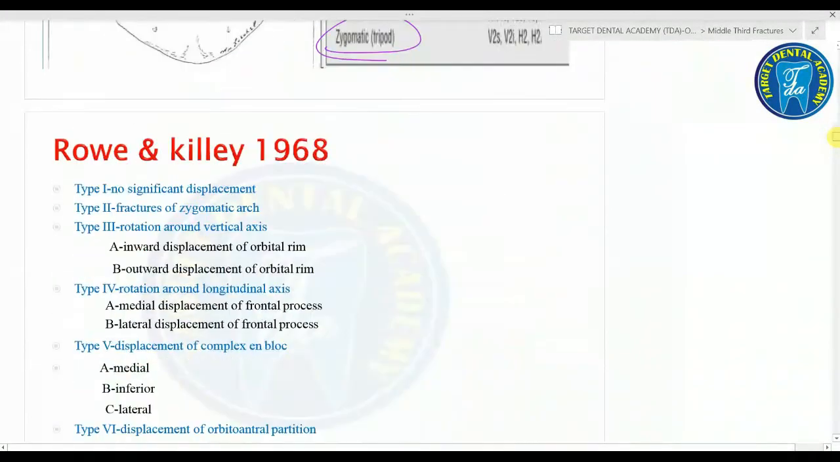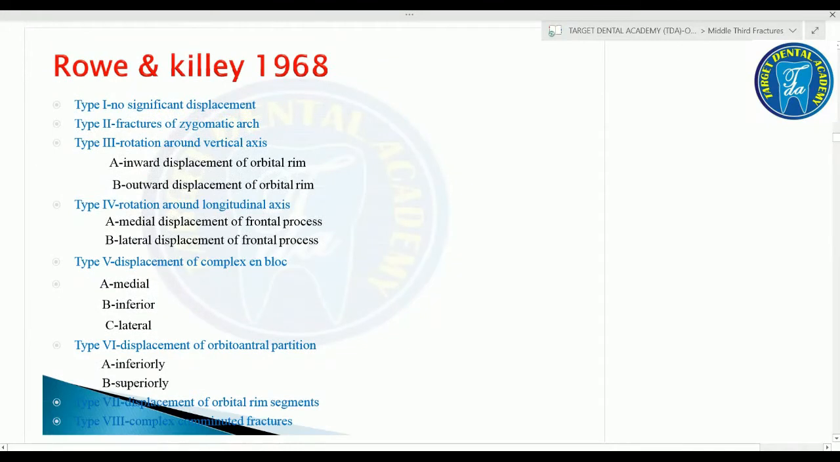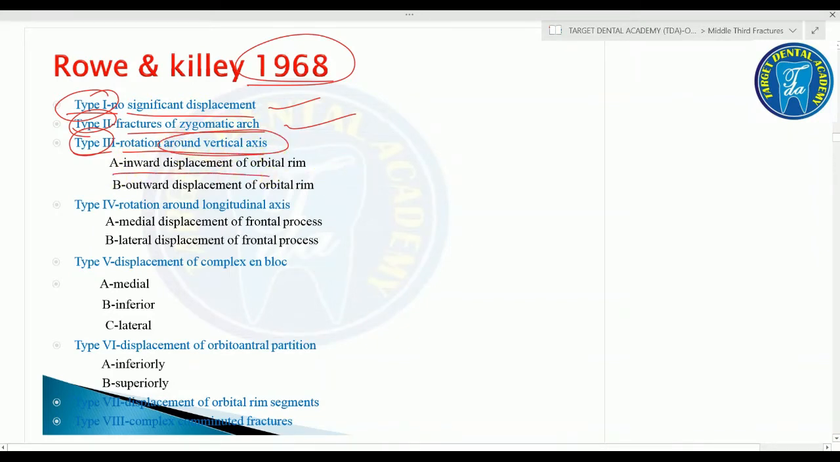So after this, let's discuss the Rowe and Killey classification, which was given in 1968. In this we have a total of 8 types. In which the first type has no significant displacement. Type 2 involves the fracture of the zygomatic arch. Type 3 involves the rotation around the vertical axis, in which there is inward displacement of the orbital rim and outward displacement of the orbital rim.